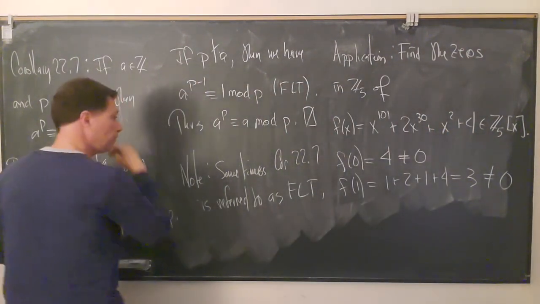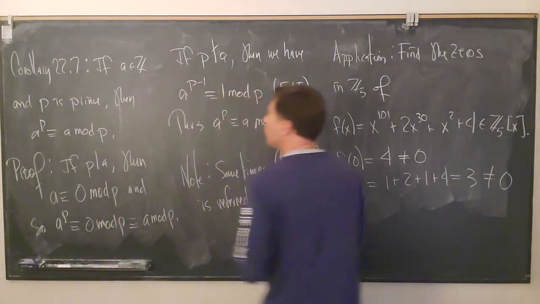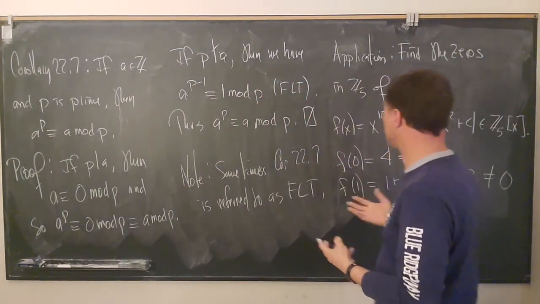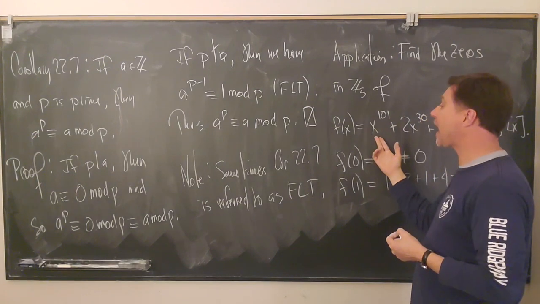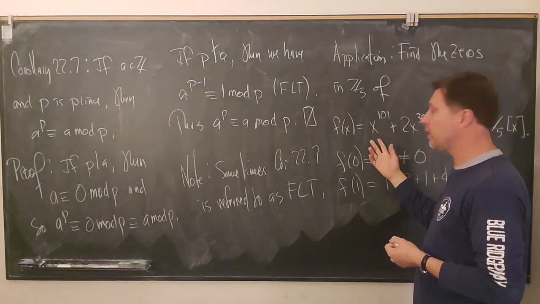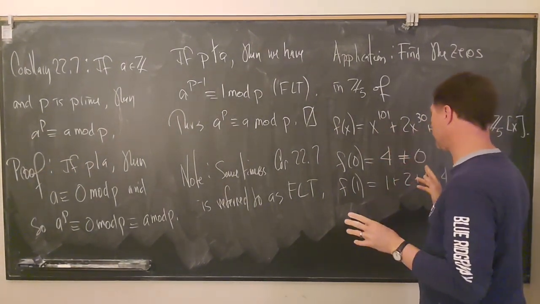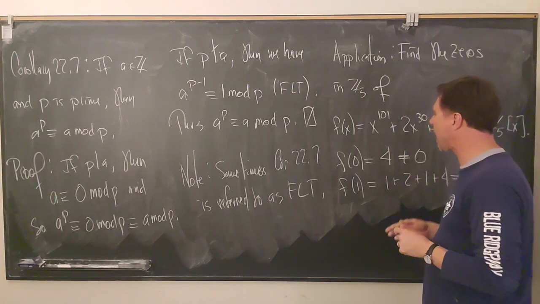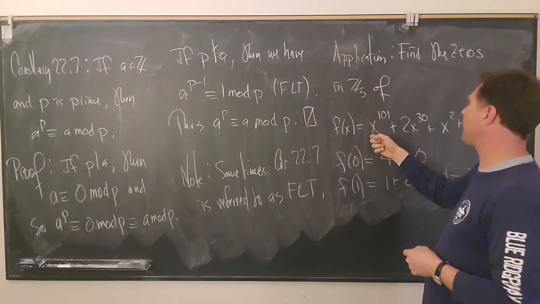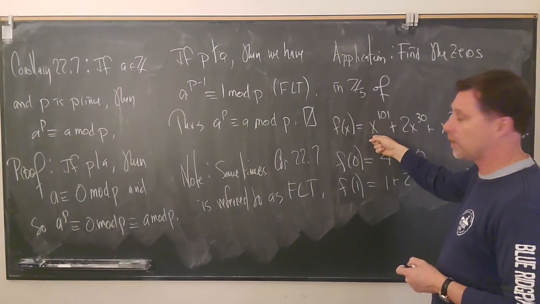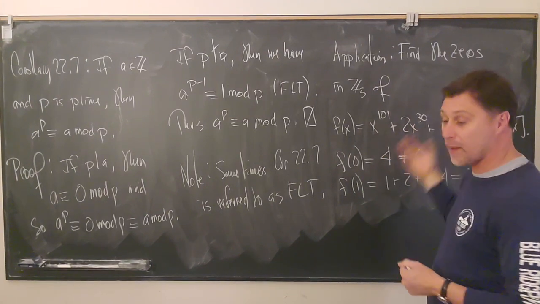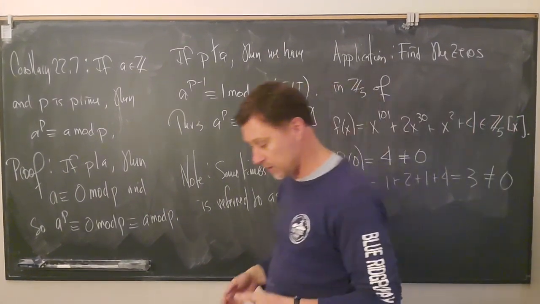And now, here's why we like Fermat's little theorem. It allows us to raise elements to high powers very quickly when we're working mod p. All right, so in this case, we're going to be working mod 5. And so when I plug 2 in, I'm going to have to deal with 2 raised to the 101 and 2 raised to the 30. Fermat's little theorem is going to help us do that computation.